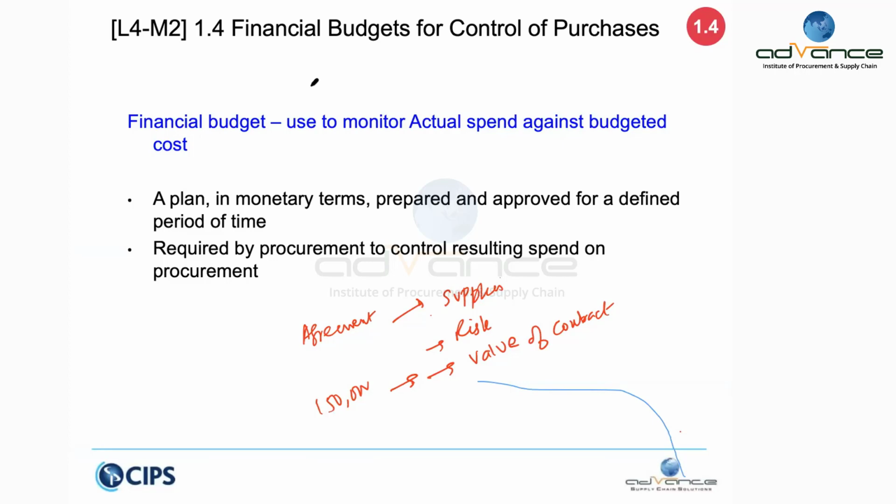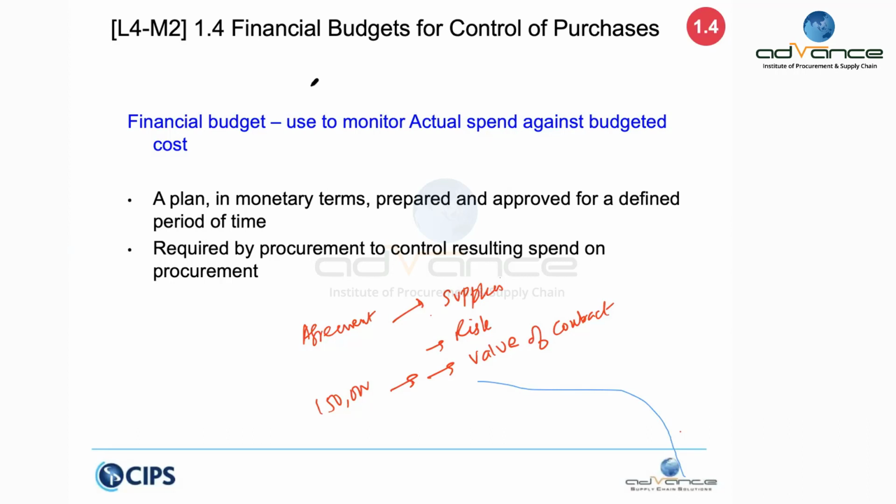The way to monitor the spend is what we call budget. Budget is a plan in monetary terms. Once you have this $150,000, that's the approved procurement value, and you need to get a budget to meet it. Budget is a plan in monetary terms prepared and approved for a defined period of time, in this case the duration of the contract, because that $150,000 will be for a 2-year contract period. The purpose is that I'm able to control my spend.